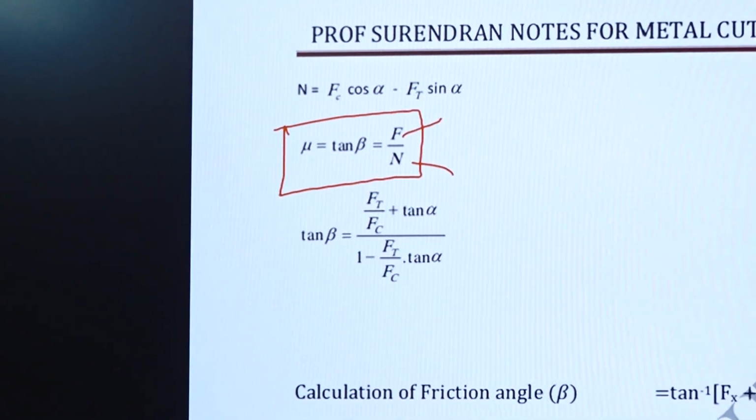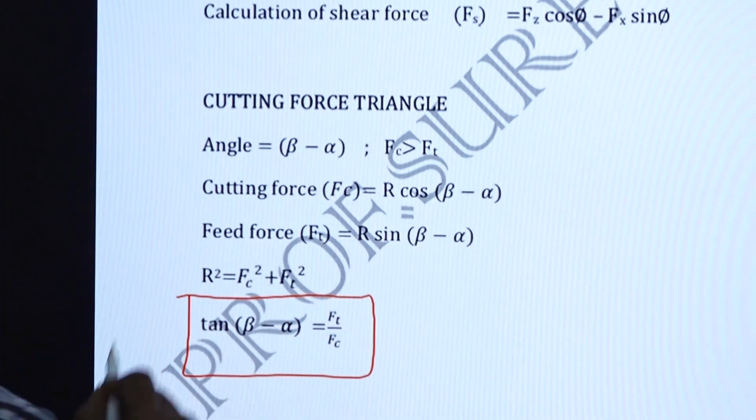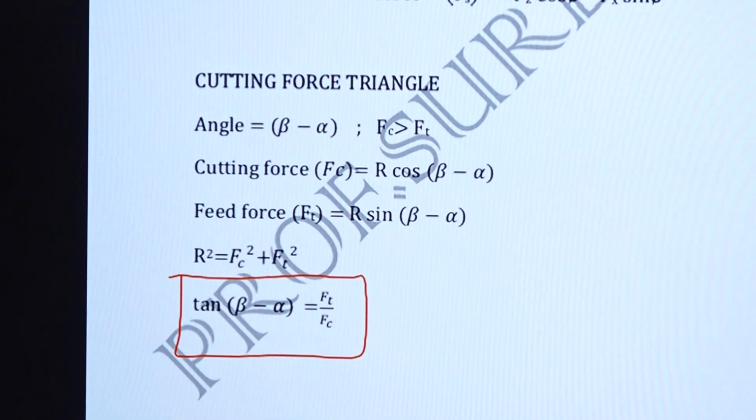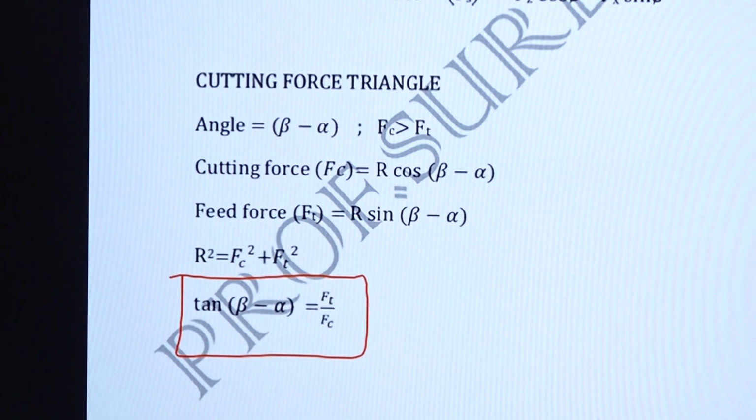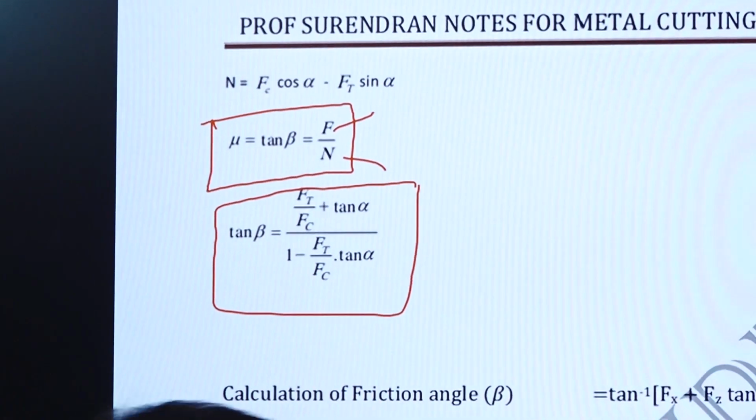The next thing is tan (theta minus alpha) equal to Ft by Fc, where Ft is the thrust force and Fc is the cutting force. So tan (theta minus alpha) equal to Ft by Fc. Here also you can remember Ft by Fc, so you can easily remember the formula.